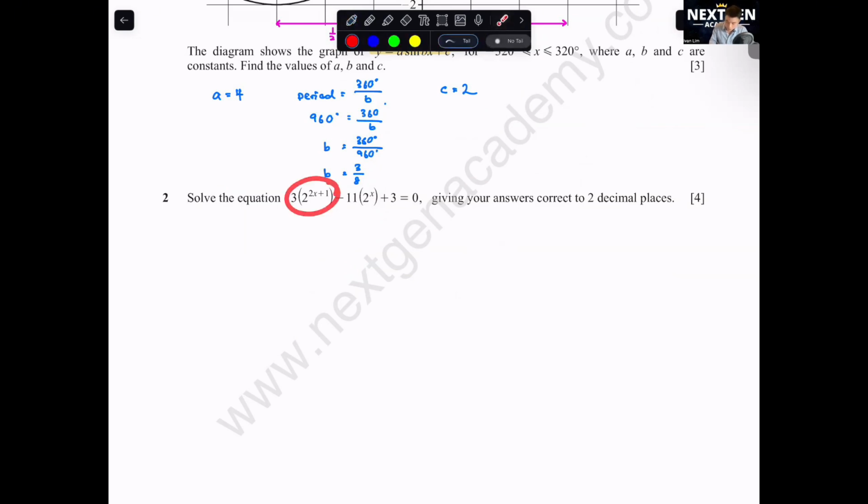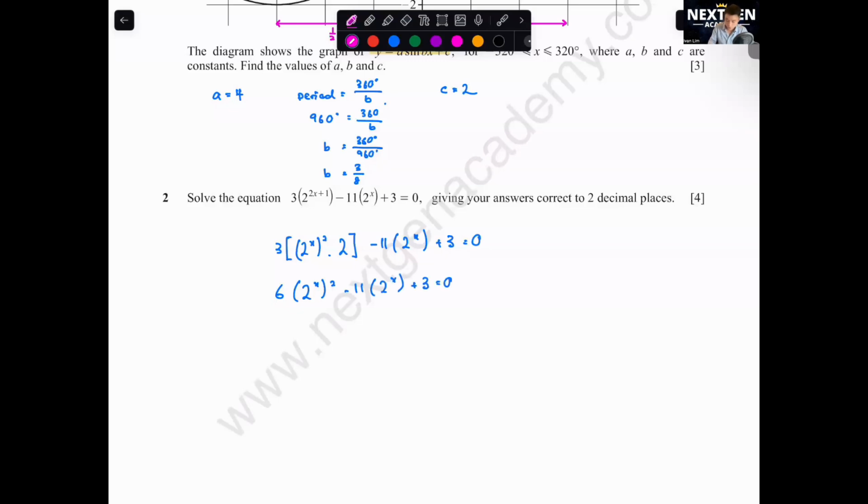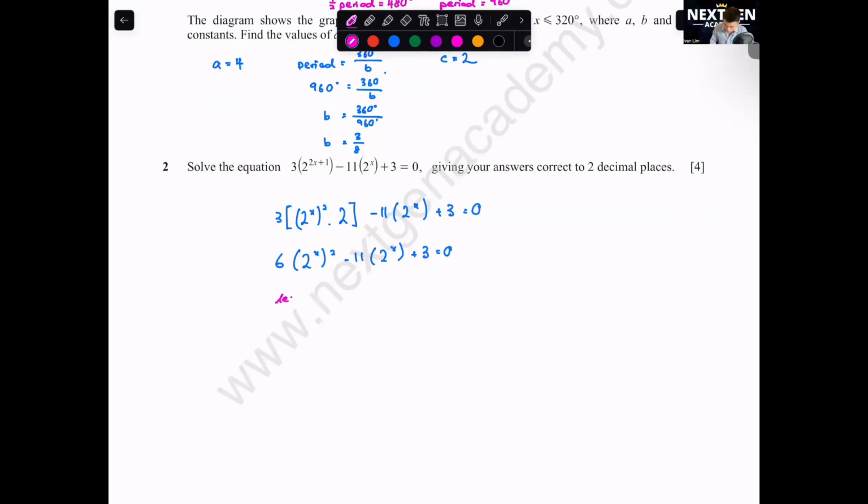Okay, can we simplify it in any way? Normally what I'll do is, you see this 2 to the power 2x plus 1, we can rewrite this as 3. Okay, I will write like that. 2 to the power x squared multiplied by 2 power 1. Okay, just 2. We don't write so many things. Minus 11 2 to the power x plus 3 equals to 0. So here will become 6 2 power x squared minus 11 2 to the power x plus 3 equals to 0. We're going to let 2 to the power x equals to y.